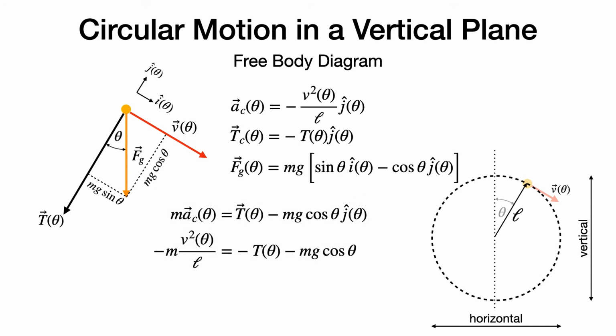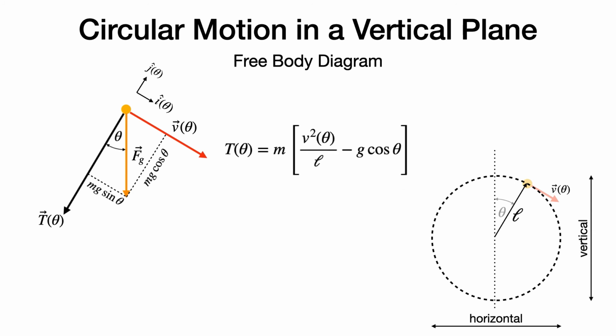Now, we can write out the equations for Newton's second law for the directions parallel to the centripetal acceleration. That tells us that mass times the centripetal acceleration is going to be equal to the tension minus mg cosine theta in the j hat direction. If we plug in values for the magnitudes of these and drop the j hat of theta, we see that the centripetal acceleration times mass with a minus sign is equal to minus the tension minus mg cosine theta. And we can now solve for the tension as a function of theta, and we get the mass times the quantity: the centripetal acceleration minus the gravitational acceleration times cosine theta.